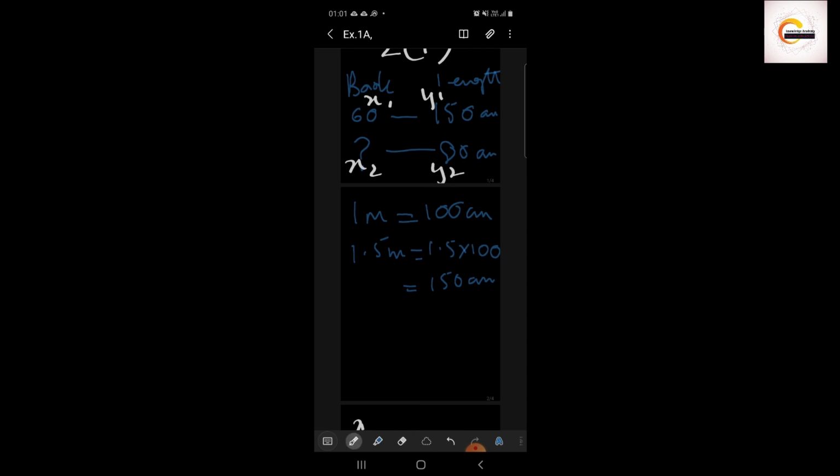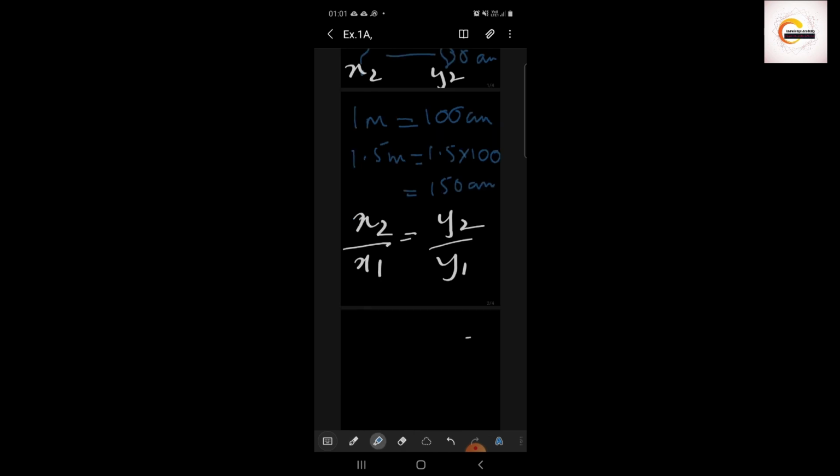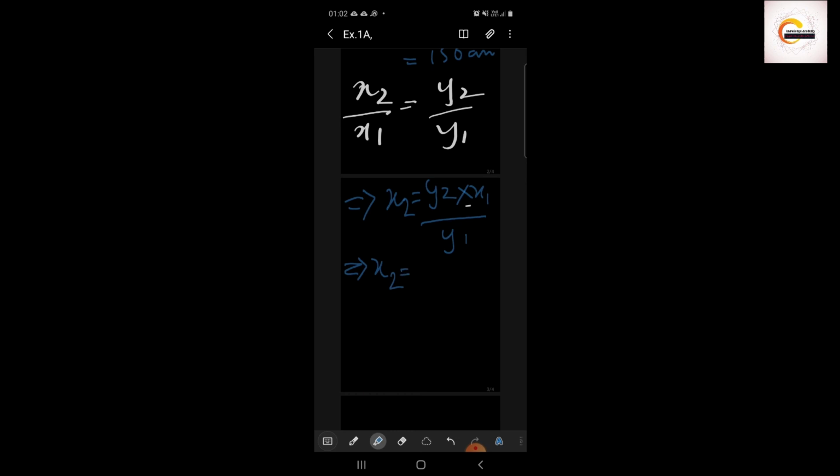So we know our formula. Now putting values, we have to find x2. So let me do some cross multiplication and keep x2 on one side while the other known values are going to be on the other side. x2 is equal to 80 multiplied by 60 upon 150. 0 and 0 cancel. We all know 80 multiplied by 6 is 480.